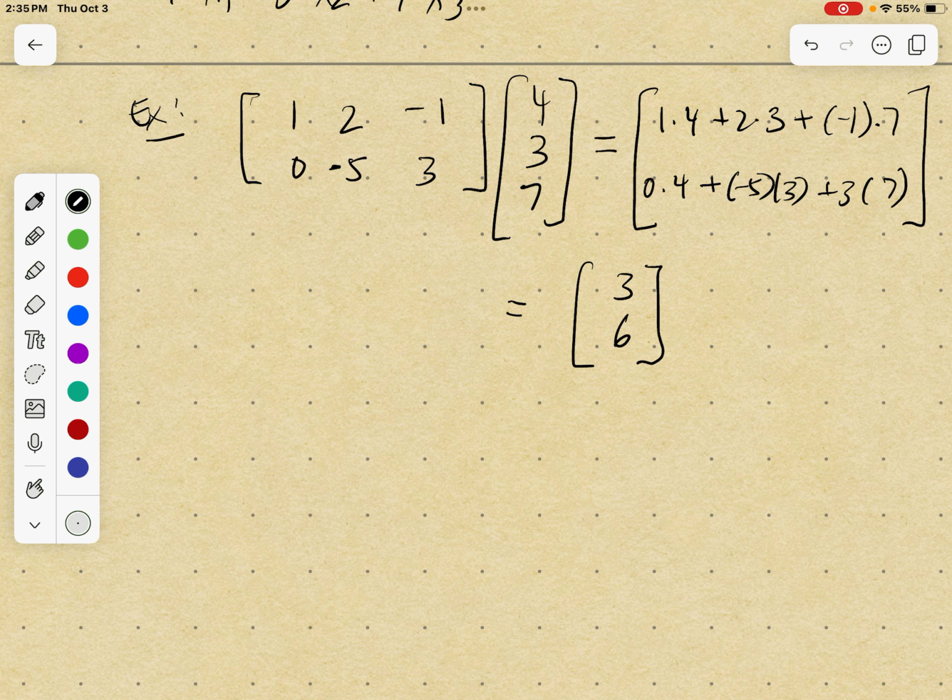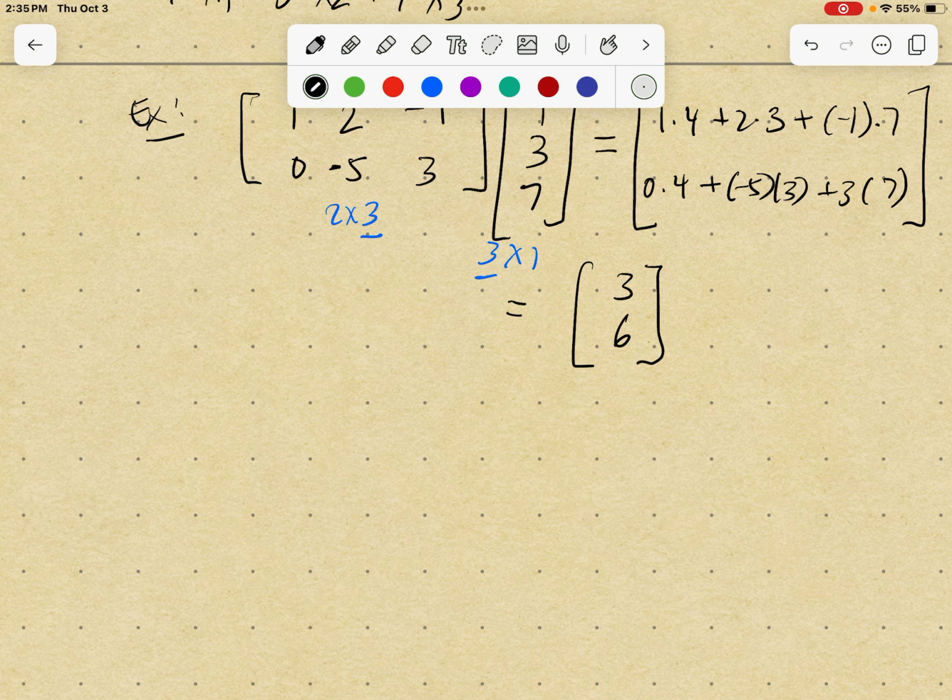And I just want to mention that this matrix A is a 2 by 3 matrix. Right? And then this vector, which we're thinking of as a matrix, this column vector can be thought of as a matrix, which is 3 by 1. And in order for this matrix times a vector to be defined, the middle numbers have to be equal.